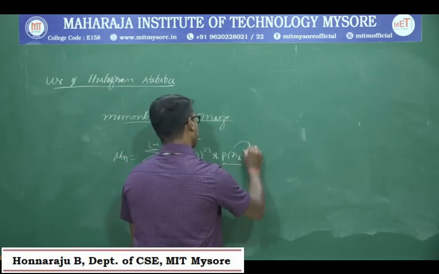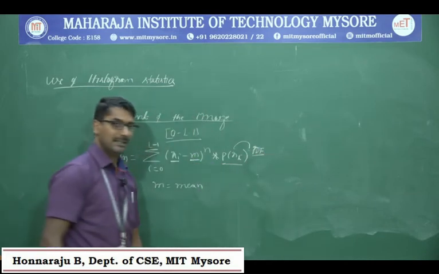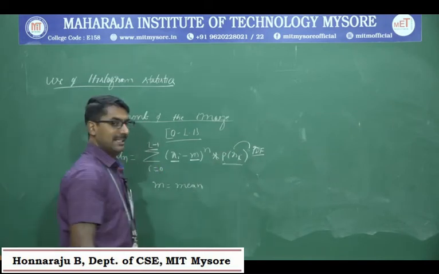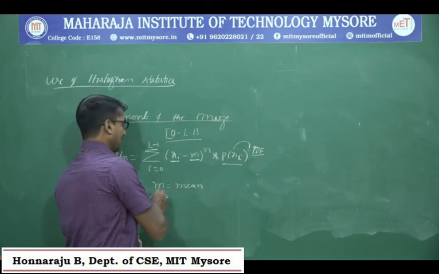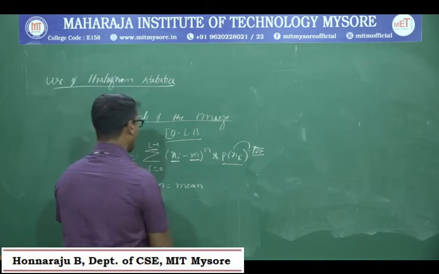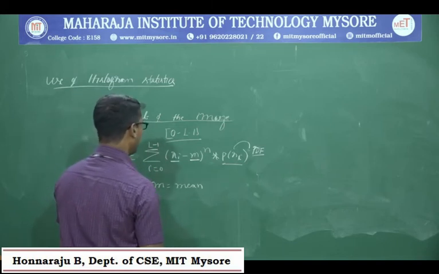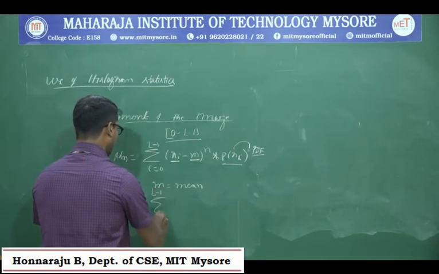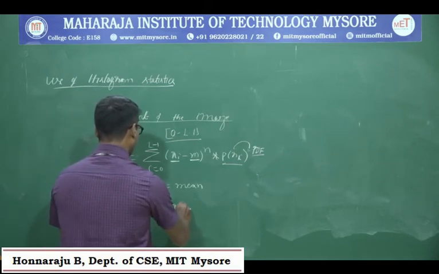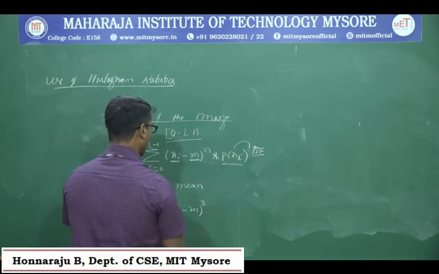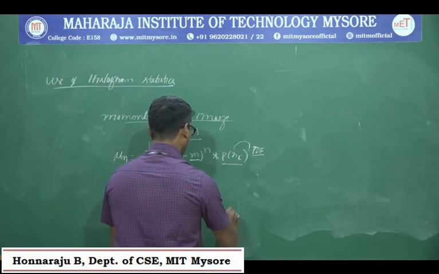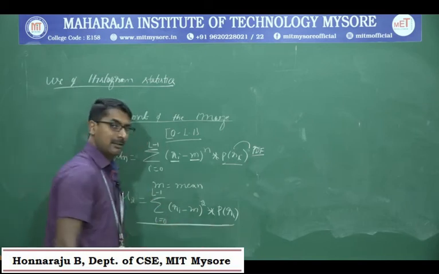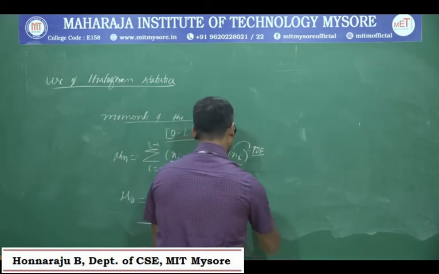Here m is equal to the mean, and p of r_i is the PDF, the probability density function or probability distribution of the gray level in the input image. The summation of this value is the nth order moment. If you want to calculate the second order moment, we can write mu 2 equal to the summation from i equal to 0 to L minus 1 of (r_i minus m) to the power of 2 into p of r_i. Okay, this is called the second order moment. The second order moment is also called the variance.